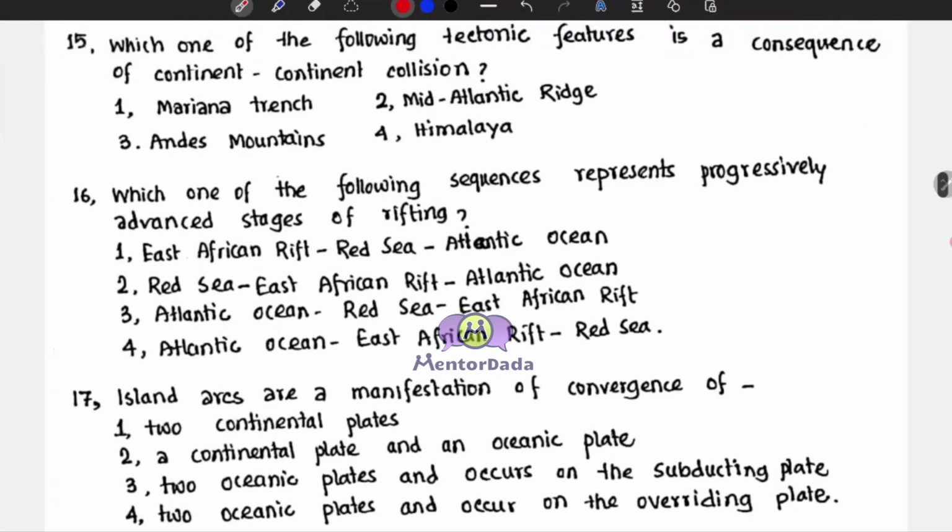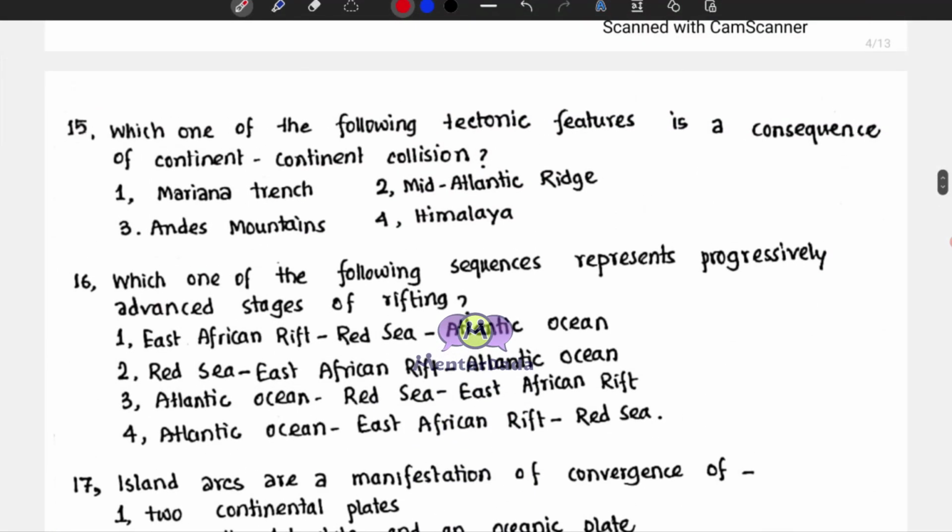Let's move to question number 15. Which of the following tectonic features is a consequence of continent-continent collision? Look, first try to understand or try to visualize what are the characteristic features of a continent-continent collision boundary. So in continent-continent collision boundary, you will always observe some orogenic movements, right? So orogenesis will be there. So huge mountain belt formations will be there, and that mountain belt will be characterized by fold mountains and fold thrust belts, right?